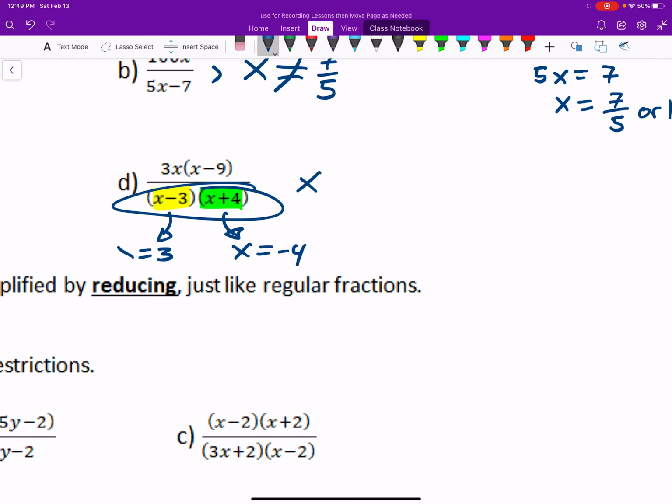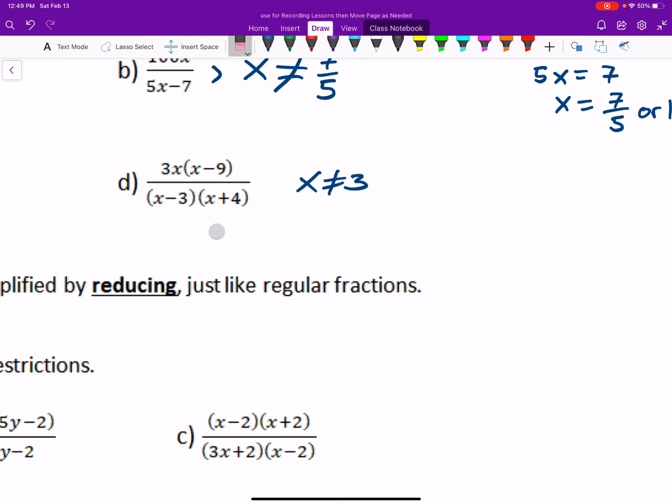Because if x equals +3, let me erase some of this extra stuff. If x equals +3, when I put 3 into this first bracket, 3 minus 3 equals 0, and again, it doesn't matter what the other bracket is, 0 times anything equals 0, so I'd have a problem. Likewise, x cannot equal -4, because if I put -4 into this bracket, -4 plus 4 equals 0, and that's going to be 0 times whatever's in the other bracket, still 0, still an error.